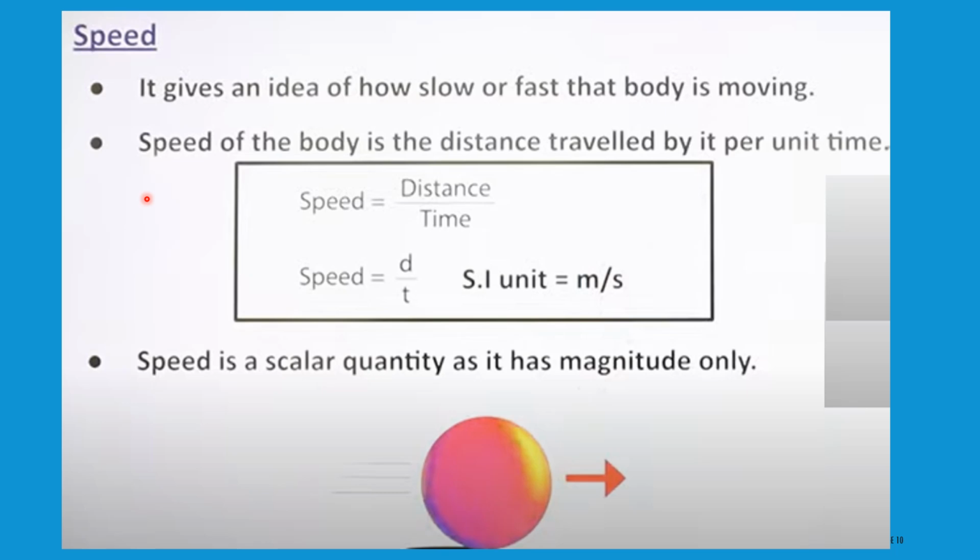Now the definition of speed. Speed of a body is the distance traveled by it per unit time. If a body covers a certain distance per unit time, we consider it as speed. Therefore, speed is equal to distance d divided by time t. The SI unit of speed is meter per second. Speed is a scalar quantity because it has only magnitude.